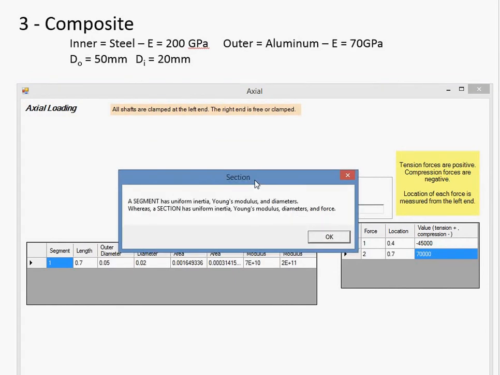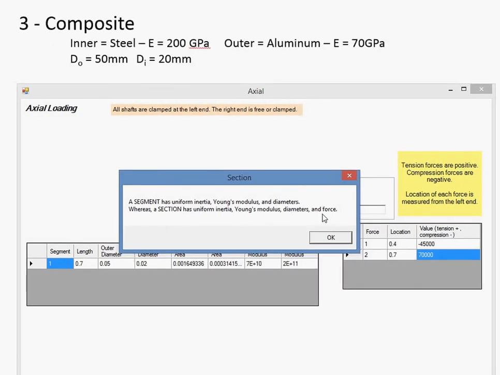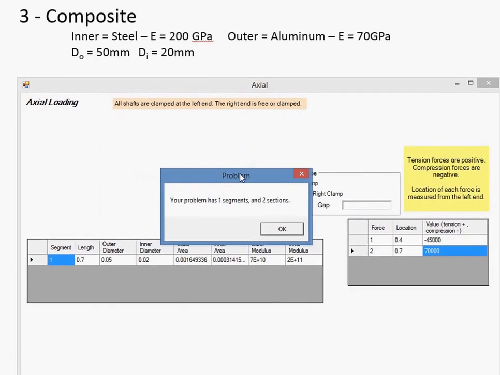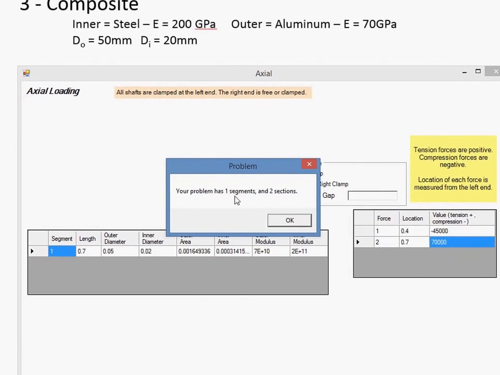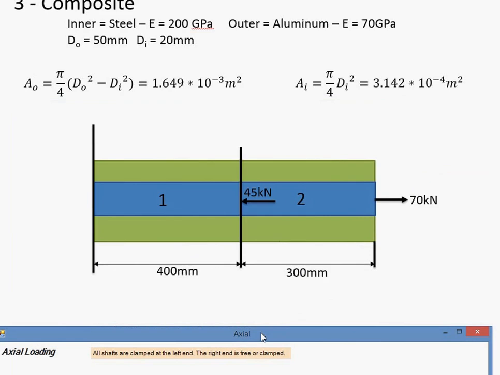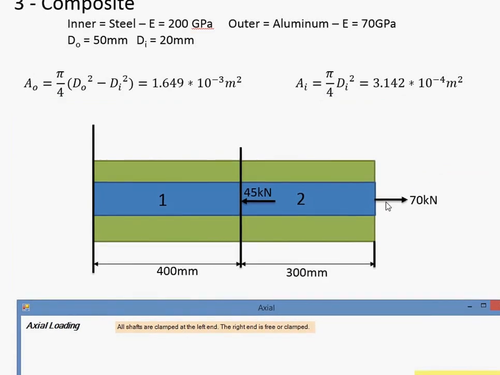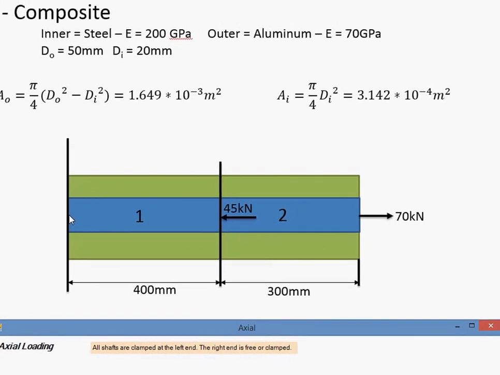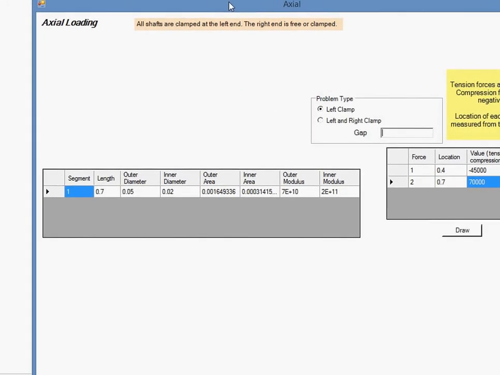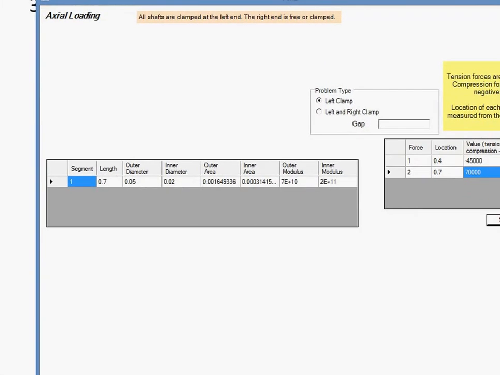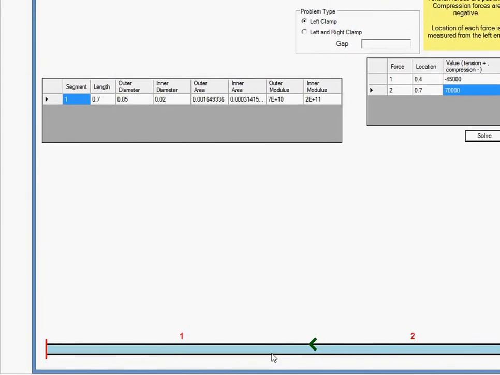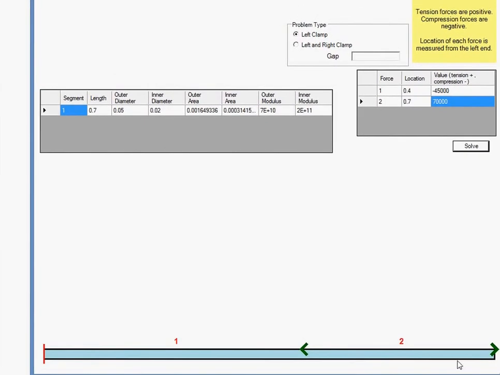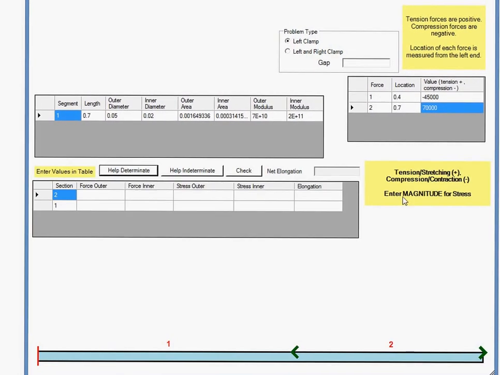Okay, now it details you about sections. It involves everything a segment does, except it also looks at force. So just as we had earlier, we have one segment and 2 sections. And that's because you have this load on here, one section, new load, so it's a new section following that. And we can draw it. And down here at the bottom you can see it's more or less what our problem is.